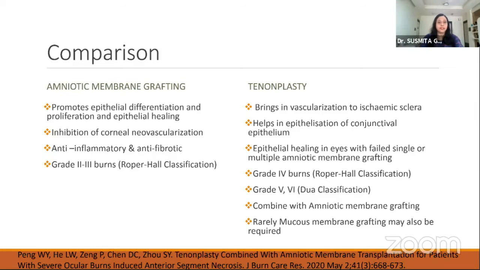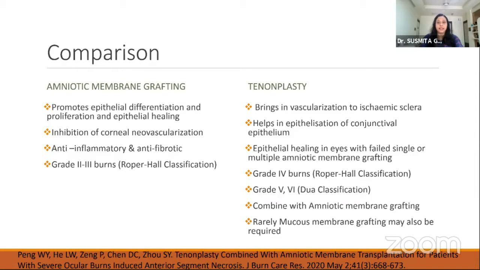Amniotic membrane grafting promotes epithelial differentiation and epithelial healing, has a little bit of corneal anti-neovascularization effect, and most importantly, it is anti-inflammatory and anti-fibrotic. It is advisable in grade 2 to grade 3 burns as far as the Roper Hall classification is concerned, and also for the higher level of burns in the Dua classification.